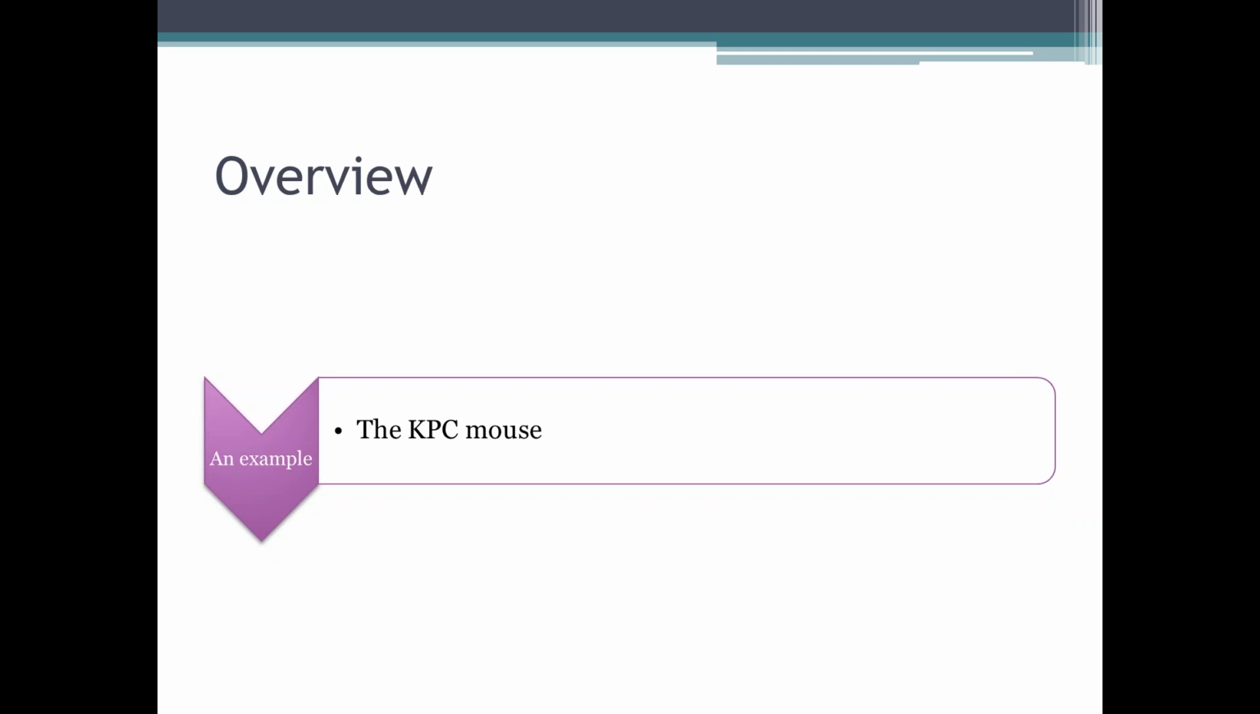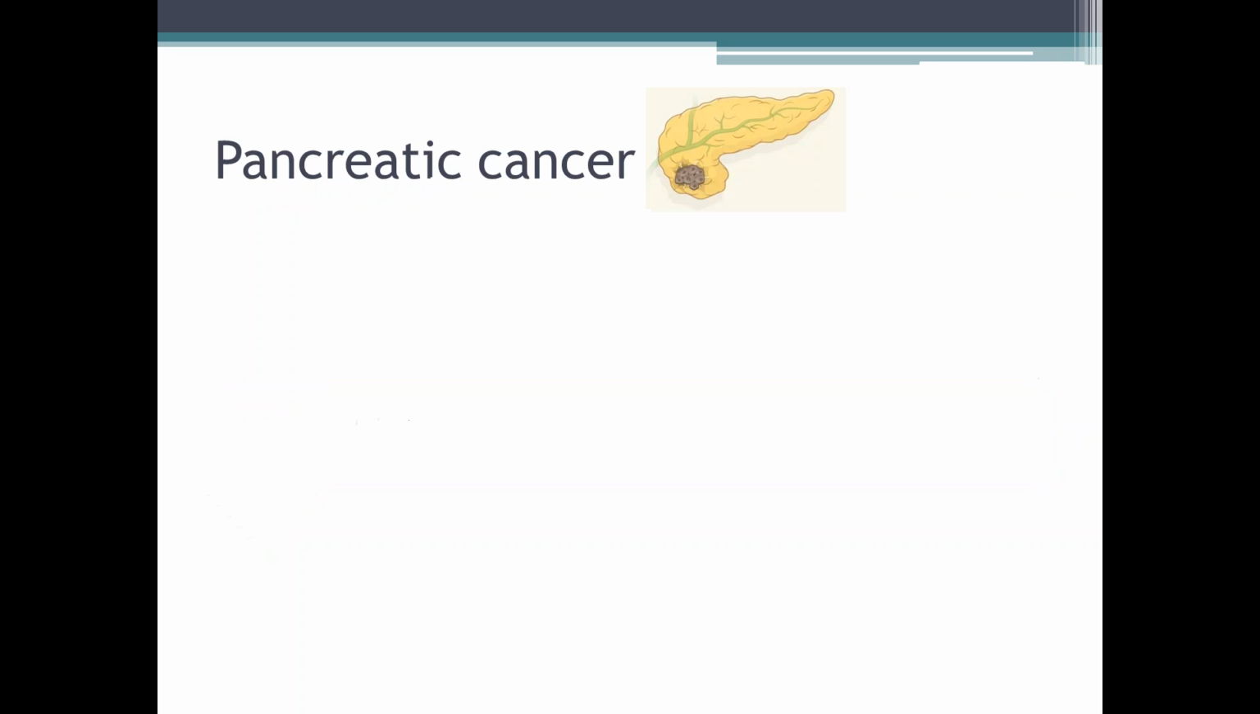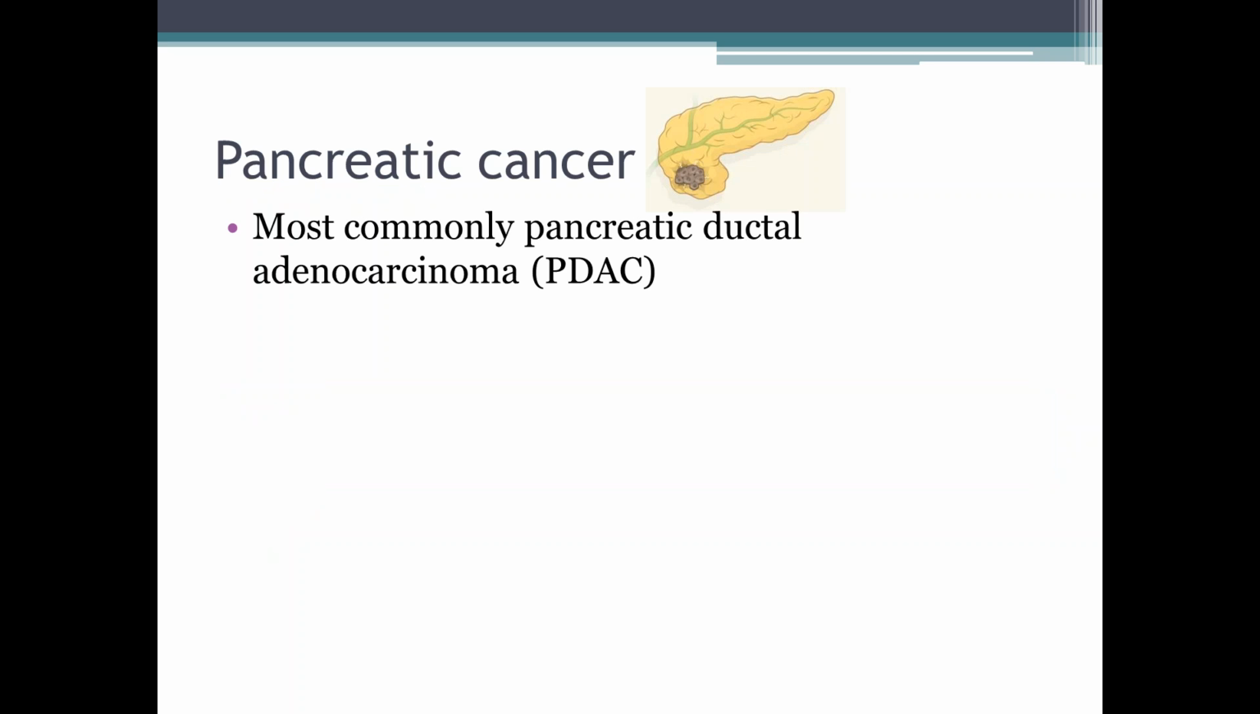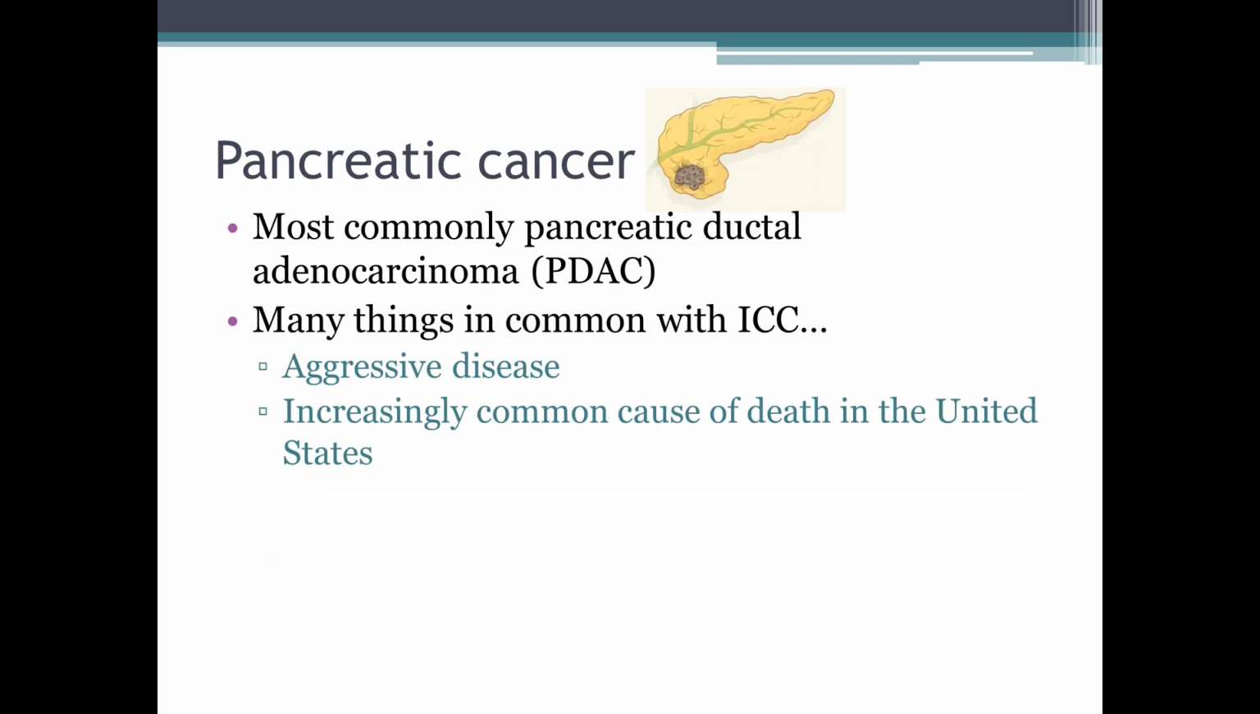So moving on, an example of a successful GEM, the KPC mouse. This mouse comes in the context of pancreatic cancer. Just very briefly, pancreatic cancer most commonly is pancreatic ductal adenocarcinoma, or PDAC, and it has a lot of things in common with intrahepatic cholangiocarcinoma. It's a very aggressive disease that tends to present at a locally advanced or metastatic stage.